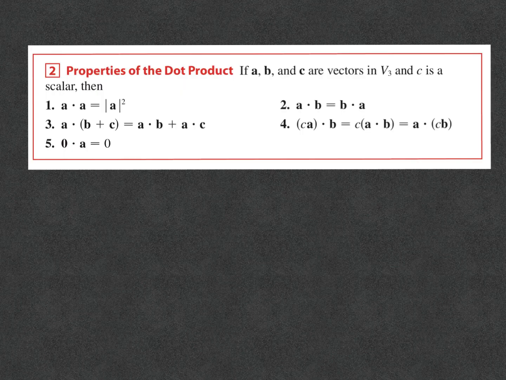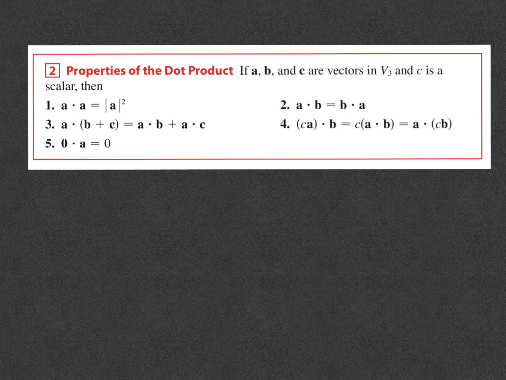So if A, B, and C are vectors in V3, notice here they don't have vector notation because it's bold. In a textbook, bold means a vector, and non-bold italics means a scalar. It's usually defined that way, but since we can't write in bold, we need to write vector notation.